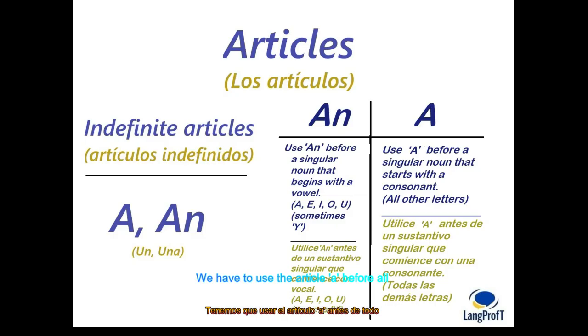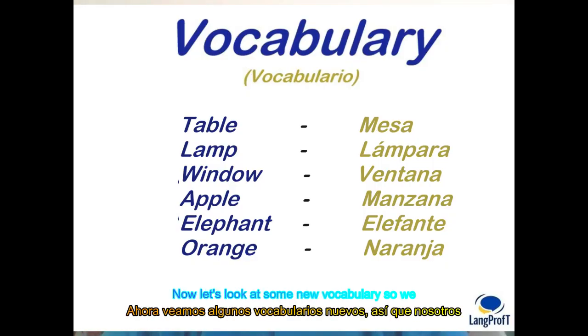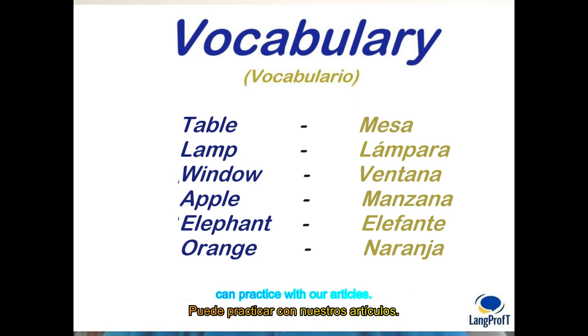Okay, when do we use a? We have to use the article a before all single nouns that begin with a consonant. The consonants are all of the other letters. So the vowels, A, E, I, O, U, sometimes Y, and all the other letters are consonants. Okay, great. Now let's look at some new vocabulary so we can practice with our articles a and an.